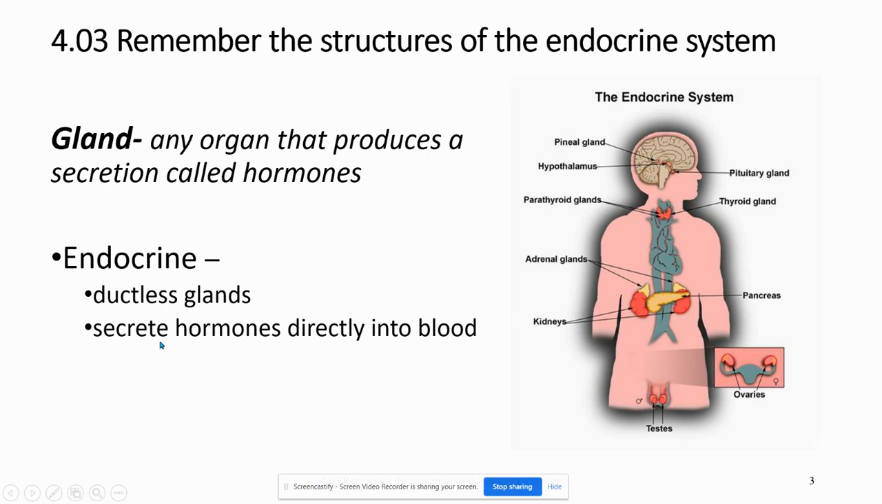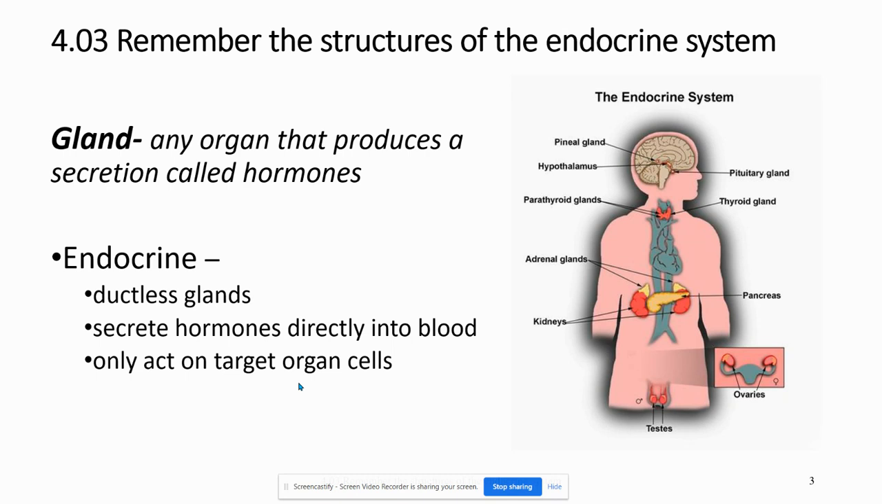So the fact that they don't have little tubes to release what they make, the way that they release it is that blood washes through the gland. Just as blood is circulating through that organ, it picks up the hormone and puts it directly into the bloodstream. How do I explain? It circulates all throughout your body in that blood.